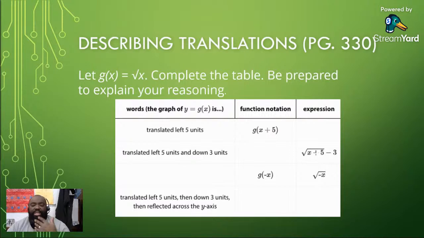And we used that to continue to talk about blending all these translations together. Being able to move the graph up, down, left, and right. Also being able to reflect it, whether over the x-axis or over the y-axis. And so a lot of our conversation centered upon that today.